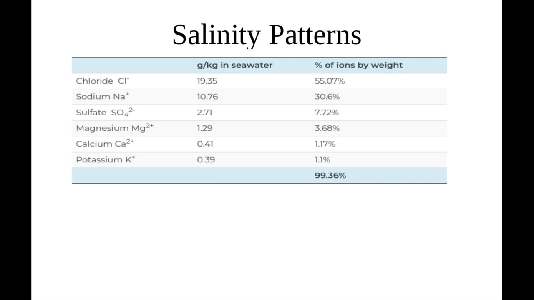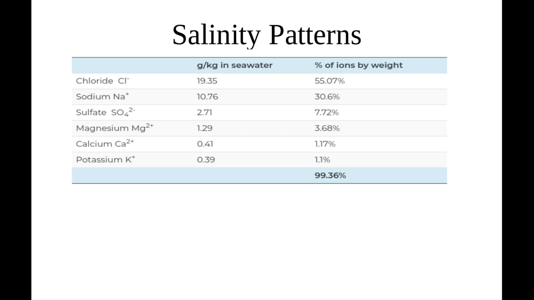All of the salts and ions that dissolve in seawater contribute to its overall salinity. Salinity of seawater is usually expressed in grams of salt per kilogram, or 1,000 grams, of seawater. On average, about 35 grams of salt is present in each 1 kilogram of seawater. So we say that the average salinity of the ocean is 35 parts per thousand, ppt. Note that 35 ppt is equivalent to 3.5% parts per hundred.